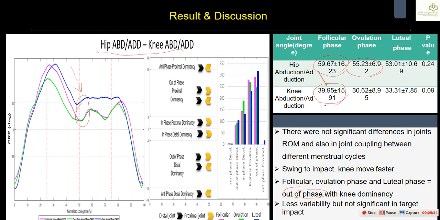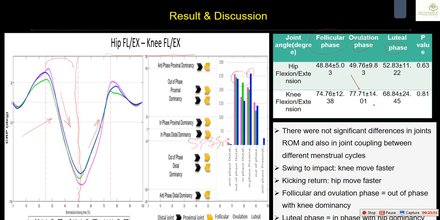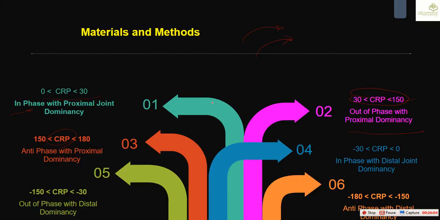Moreover, we found that knee adduction was more, but not significant, in the follicular phase of the menstrual cycles. During hip and knee flexion, we also found that the knee flexion extension range of motion was more during ovulation phases.